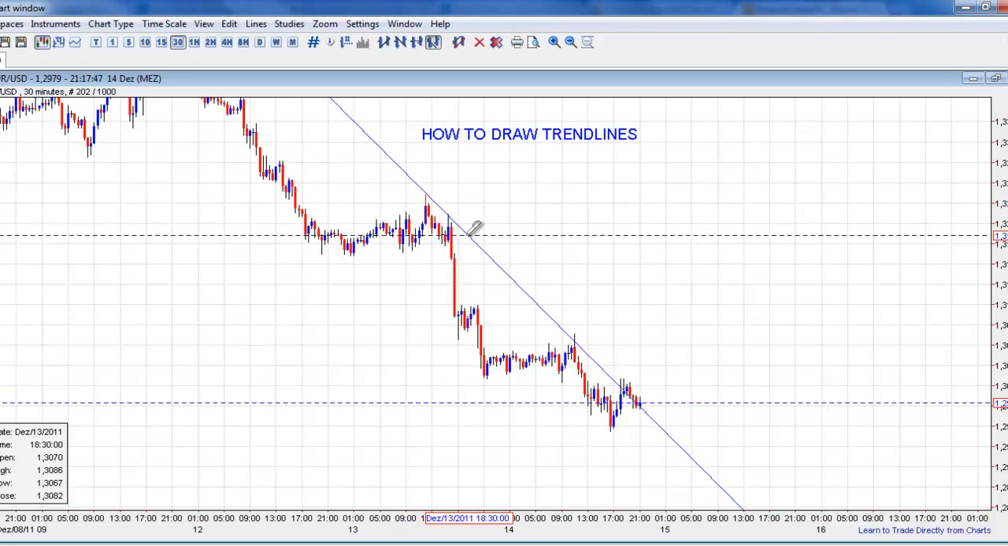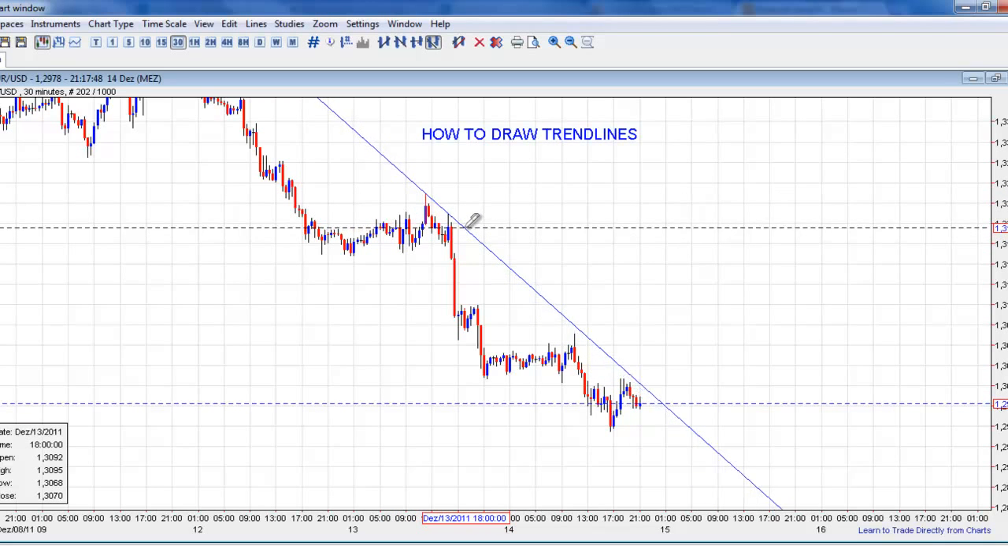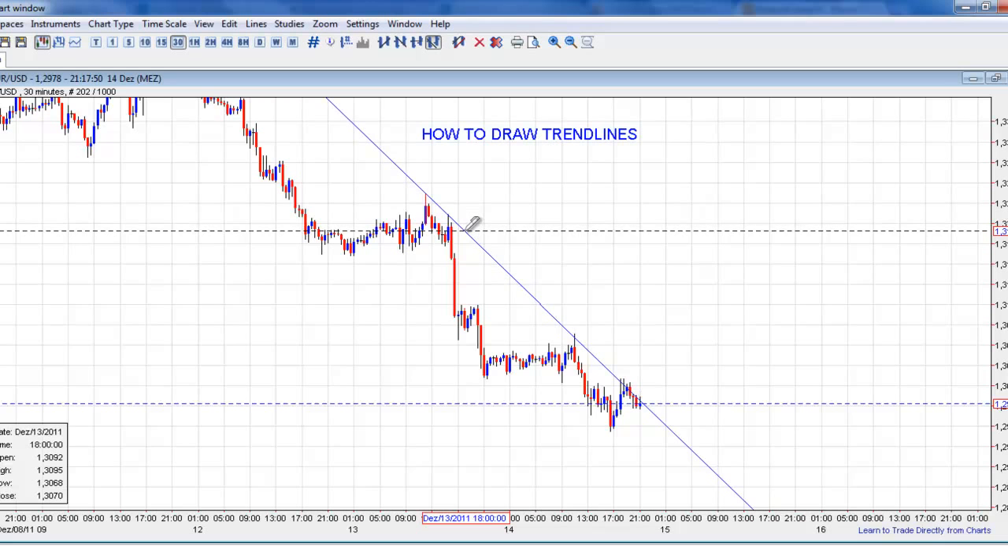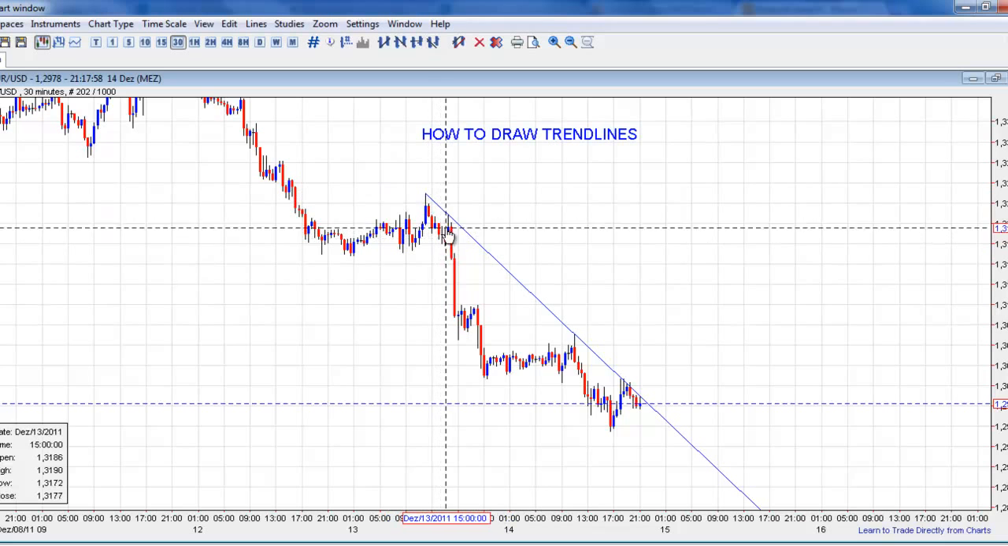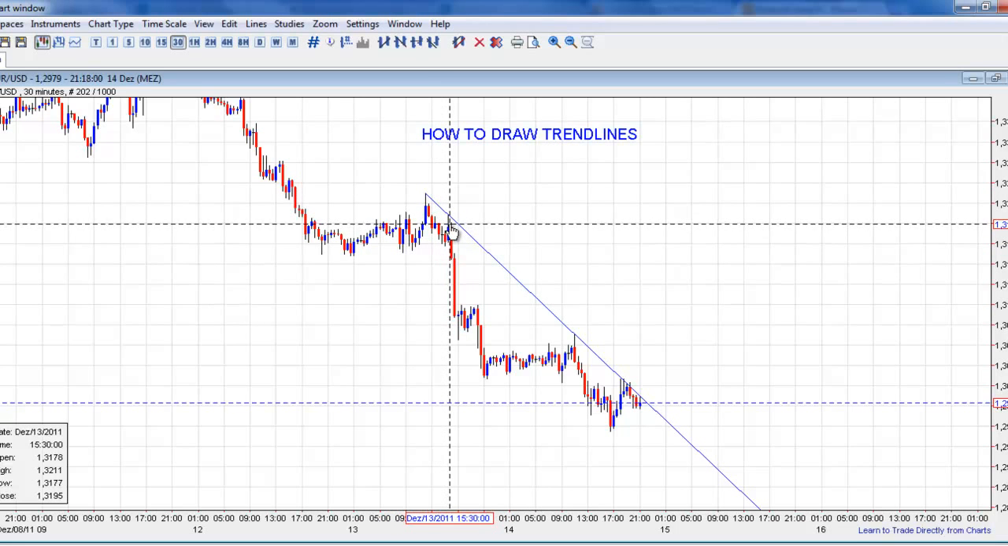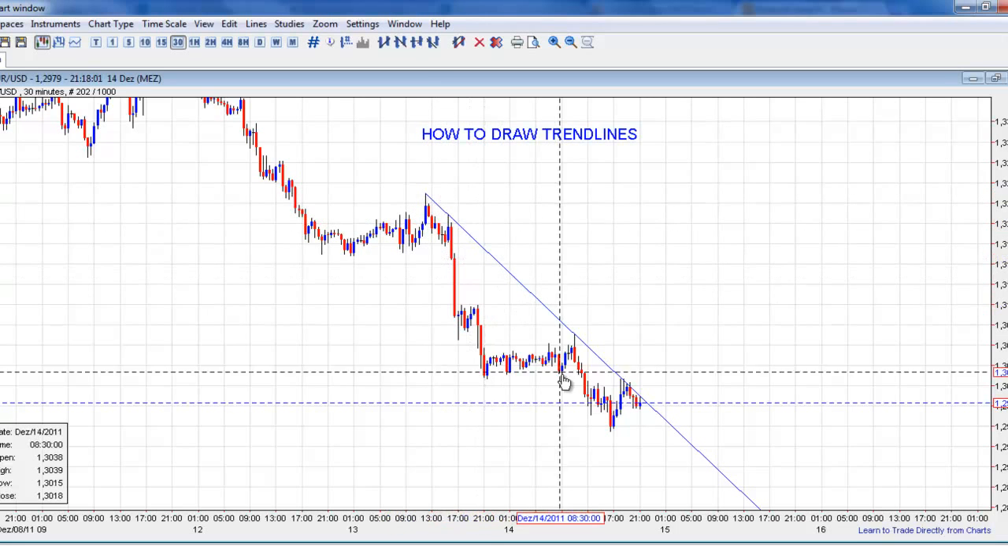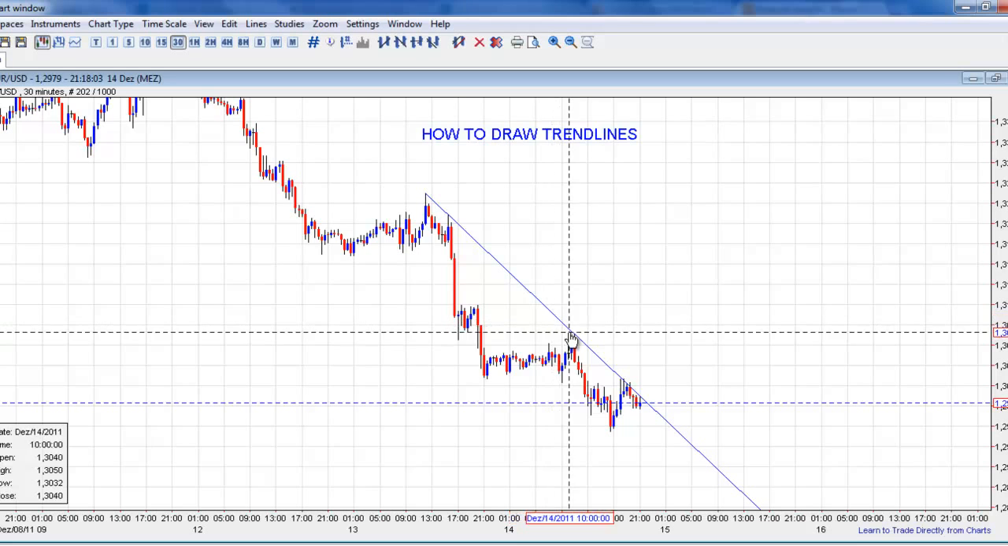Then I'm going to look for a second high, i.e. we call it a lower high in price. And then a trend line is drawn in. So you have the first high and then the second high, which is a lower high. And then you have the levels drawn in.